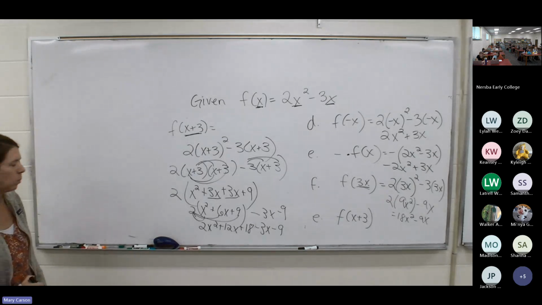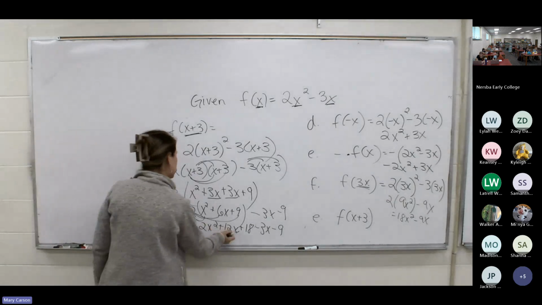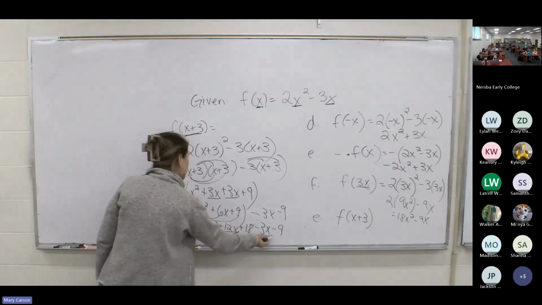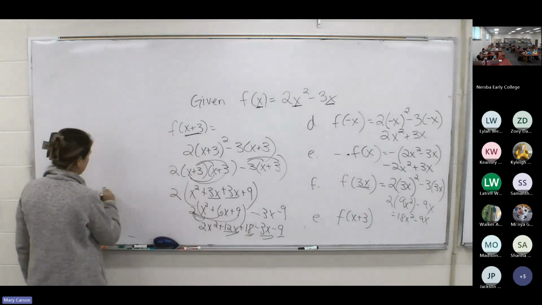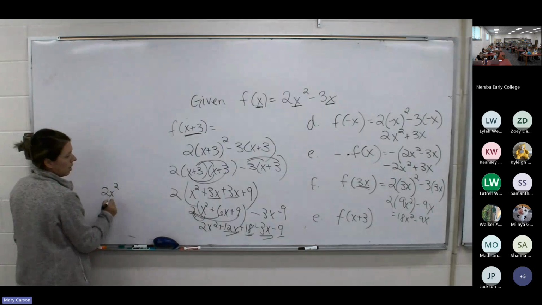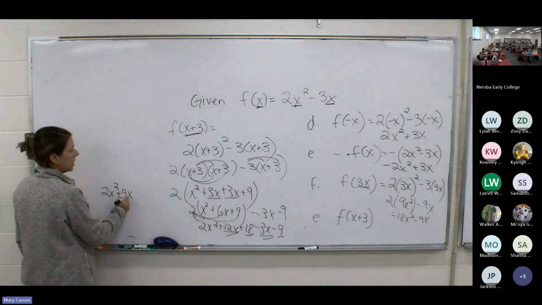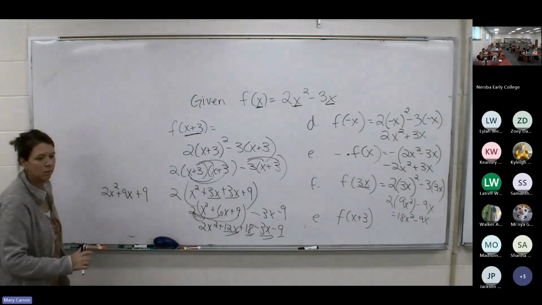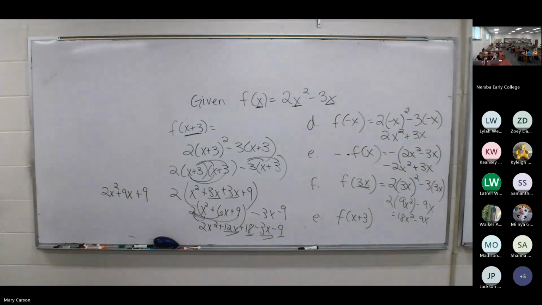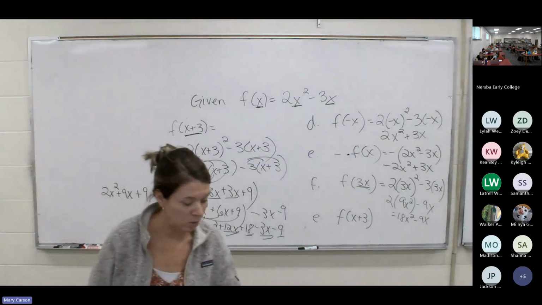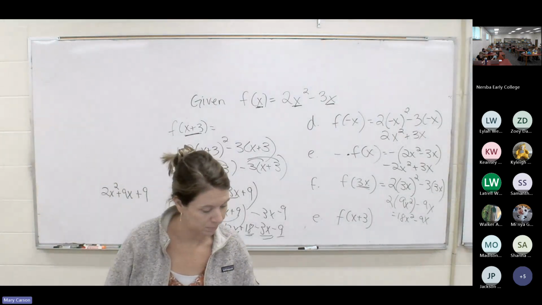And then I end up with what? 12x minus 3x is 9x. 18 minus 9 is 9. So I end up with 2x squared plus 9x plus 9. Questions on these? So these are some different things you can do with function notation.